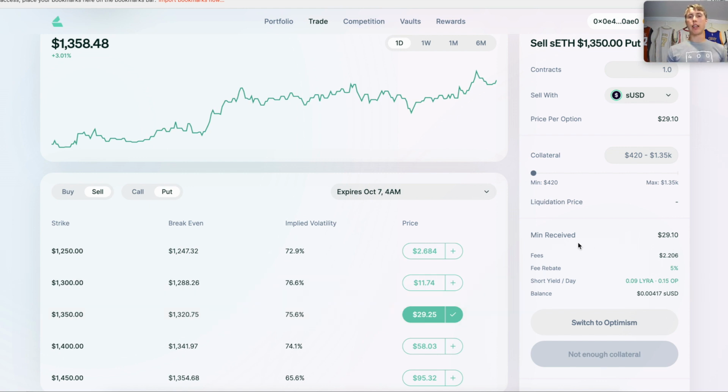Of course, it's not exact, and that's why it says minimum received. You might be receiving a little more. It always fluctuates because the price of ETH changes all the time.